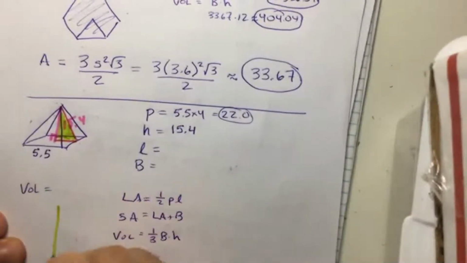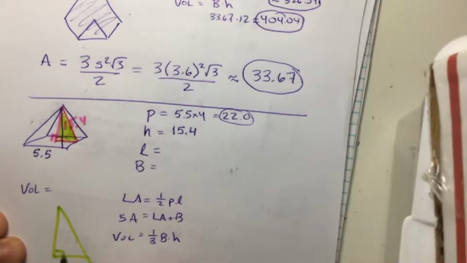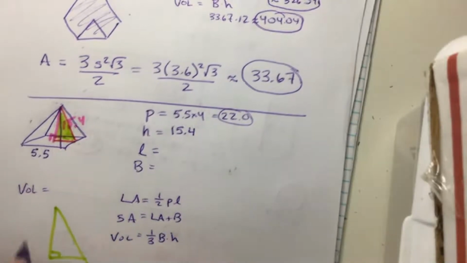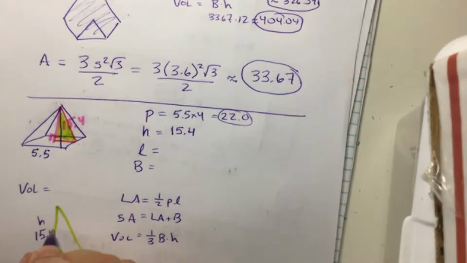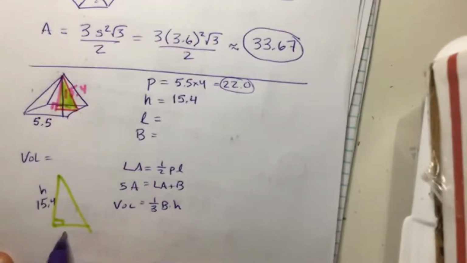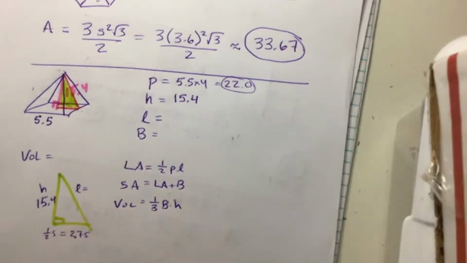I'm going to draw it back out here so we can see a little bit better. Whatever our height is, goes here, 15.4. Down here, this part is half of our side. So in this case, that would be 2.75. And whatever's here is our L. It's our unknown, it's our hypotenuse. So take a minute to draw this little shape and fill in what you've got. If you're given a height, put it there. If you're given a side length, then cut it in half and put it there. If you're given a slant height, put it there.